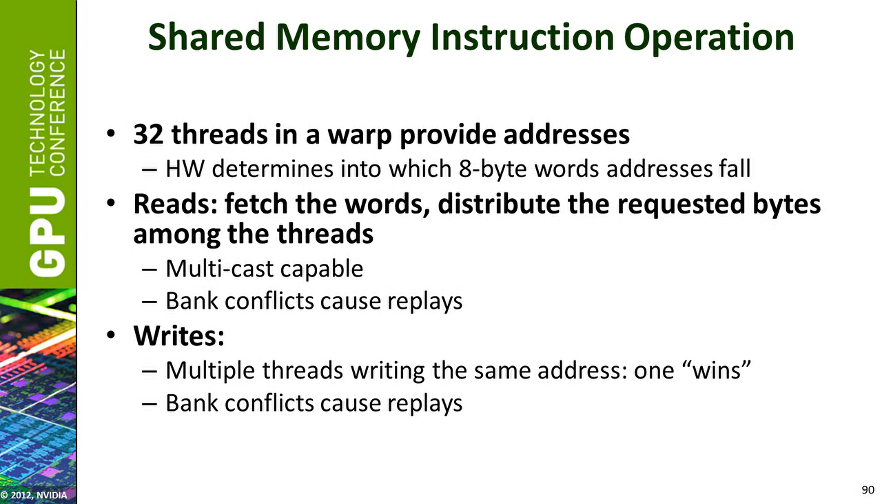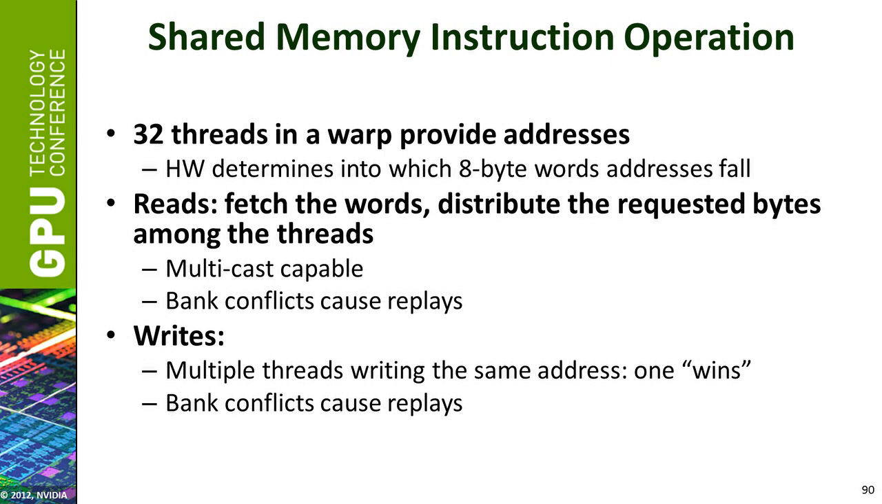Bank conflicts, which we'll describe in a moment, will cause replays, and those are expensive because they add to latency, about 20 cycles every replay. Writes, again, same idea. You take the 32 addresses, convert them to actual hardware accesses, and if there are no bank conflicts, you don't need replays. And if you have several threads writing to the same location, just like in the global memory case, one of them will win. Which one wins, we don't specify, so don't count on any specific thread to win if you care about which one wins.